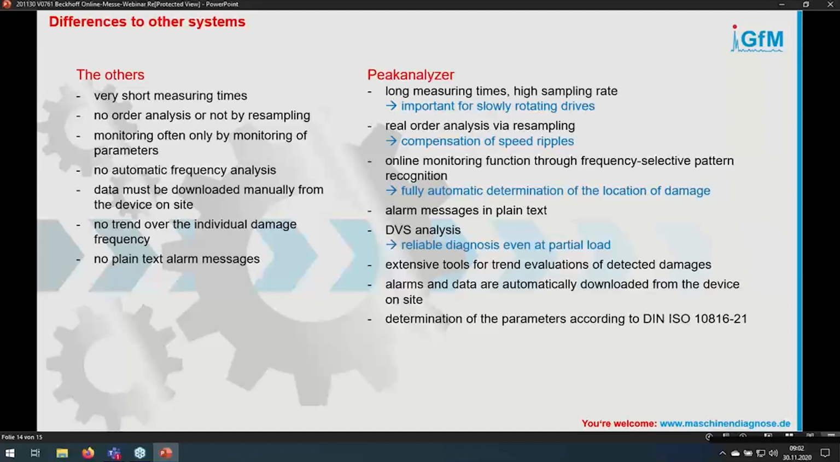We have a fully automatic determination of the location of the damage, as I showed with these plain text messages you get from the configuration of the drive. We do a DVS analysis that is required for partial loads, or if you have variable load situations, then you actually need to compensate these different load situations. And in fact, at the end, we have also the standardized norms in our system, like DIN ISO 10816-21. So, that was the summary of our PeakAnalyzer.